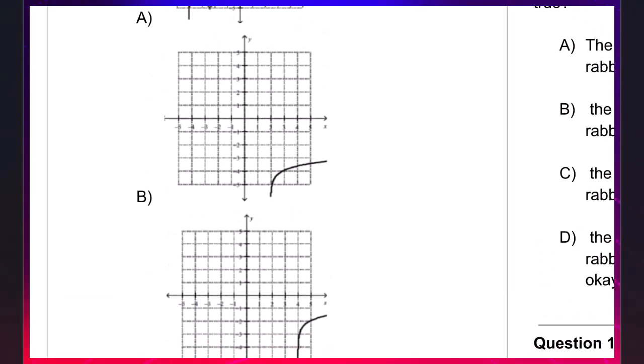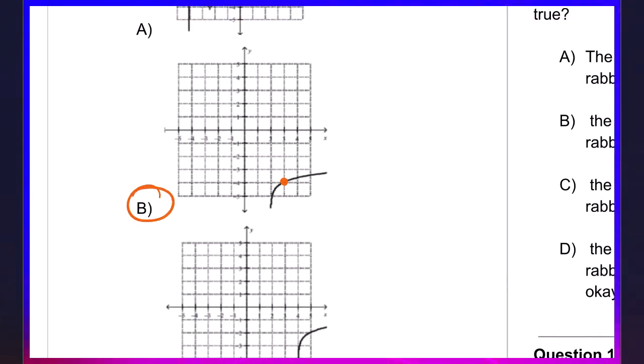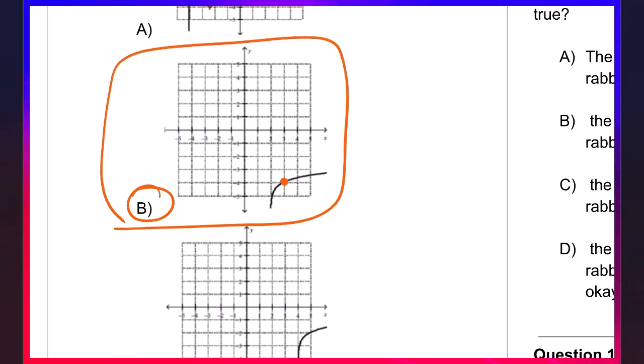So right 2, 1, 2, 3. There it is right there. See how it hits perfectly? So that is the second choice, which is B.